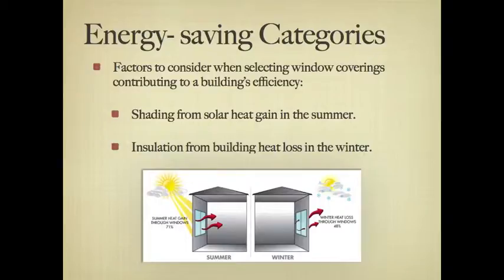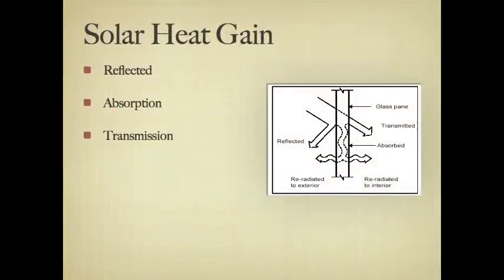Factors to consider when selecting window coverings contributing to a building's efficiency include shading from solar heat gain in the summer months and insulation from building heat loss in the winter. In commercial buildings, solar radiation is the primary source of heat. When the sun hits a window, some of the heat energy is reflected and the rest is either absorbed by the glass or transmitted into the interior.